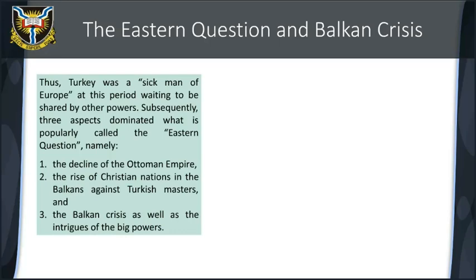Subsequently, three aspects dominated what is popularly called the Eastern Question, namely: 1. The decline of the Ottoman Empire, 2. The rise of Christian nations in the Balkans against their Turkish masters, and 3. The Balkan crisis, as well as the intrigues of the big powers.